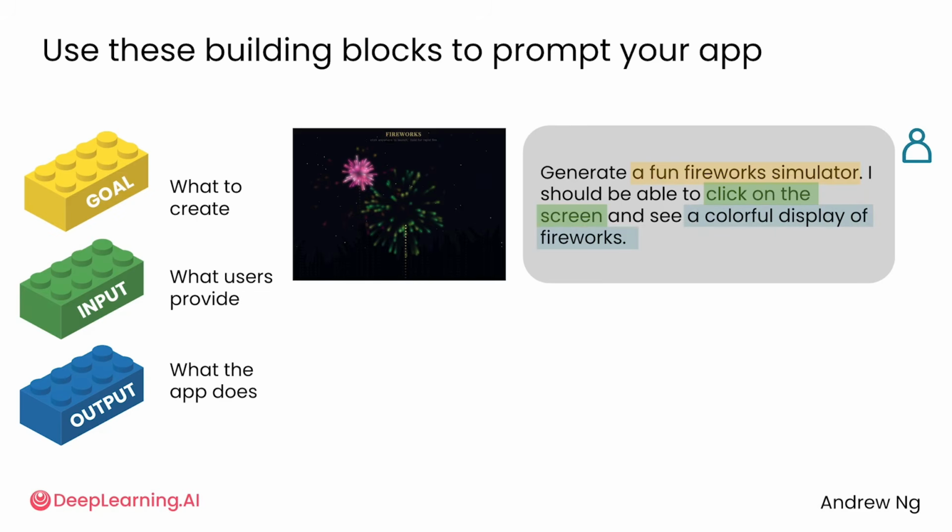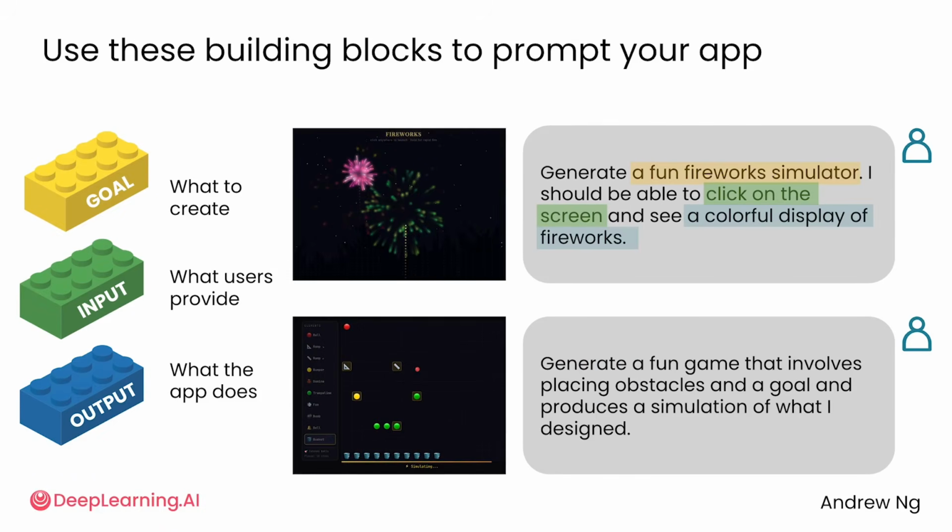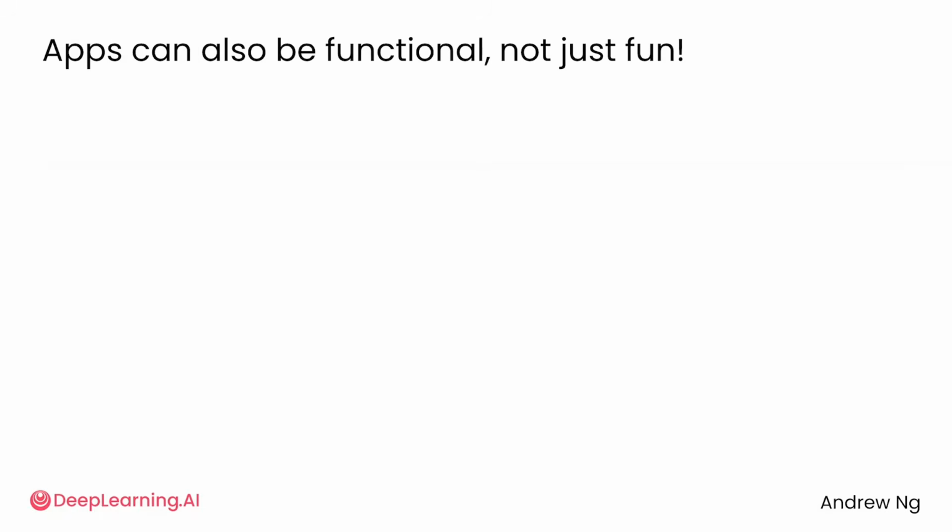Sophisticated developers will use AI to build much more complex applications than what I'm showing here. But just to continue with the simpler examples, to build a game like this, you might ask it to create a fun game where the user has to place obstacles and a goal, and it creates a simulation of what you design. In addition to entertaining games, you can also make more useful and functional apps that help you save time or make your life a bit easier.